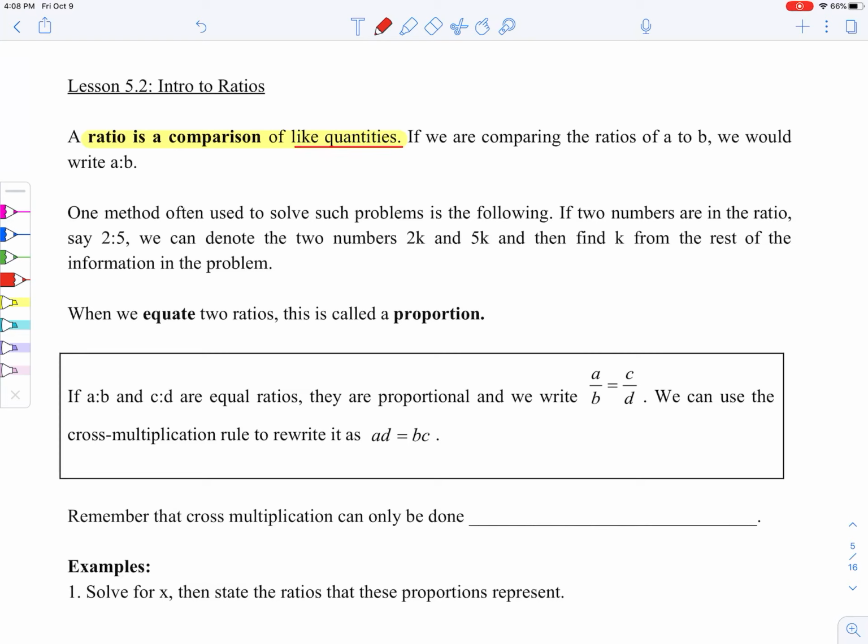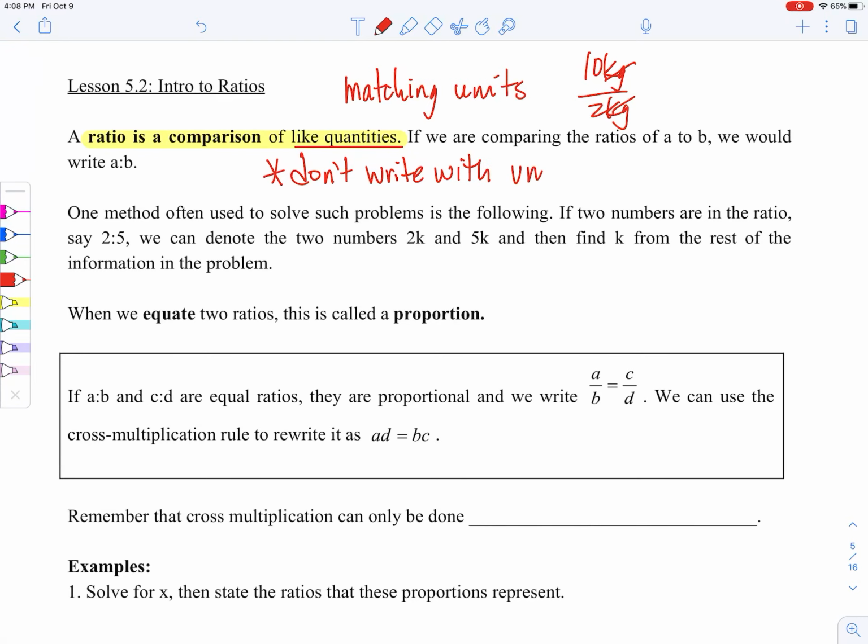So one of the key features of a ratio is because they are like quantities, they will have matching units. And if we were to write something like 10 kilograms over 2 kilograms, the units can cancel out, so we don't write a ratio with units. Units are for rates, not for ratios.